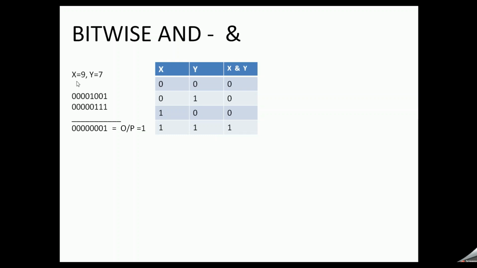So suppose now we say x equal to 9 and y equal to 7. And if we say 9 ampersand, that is bitwise AND, 7, it will convert them into the binary format. 9 gets converted into the binary format. This is the binary format for 9. And y, that is 7, also gets converted into the binary format. This is the binary representation of 7.